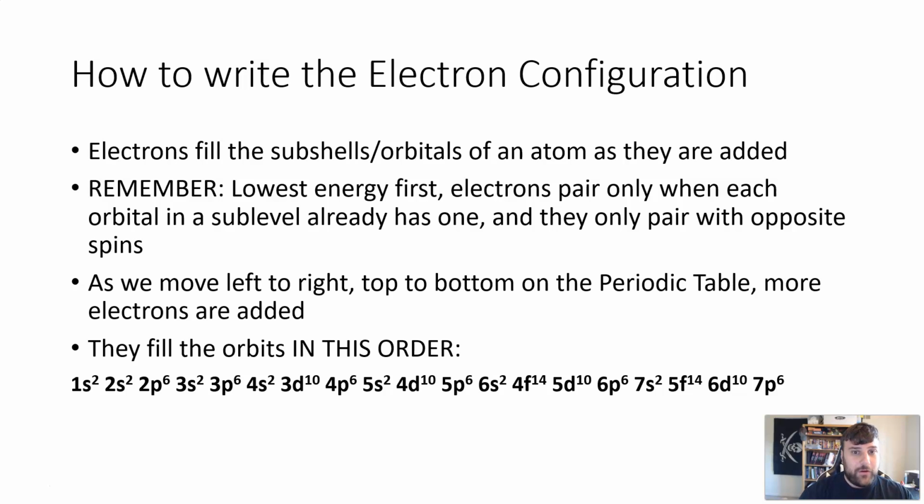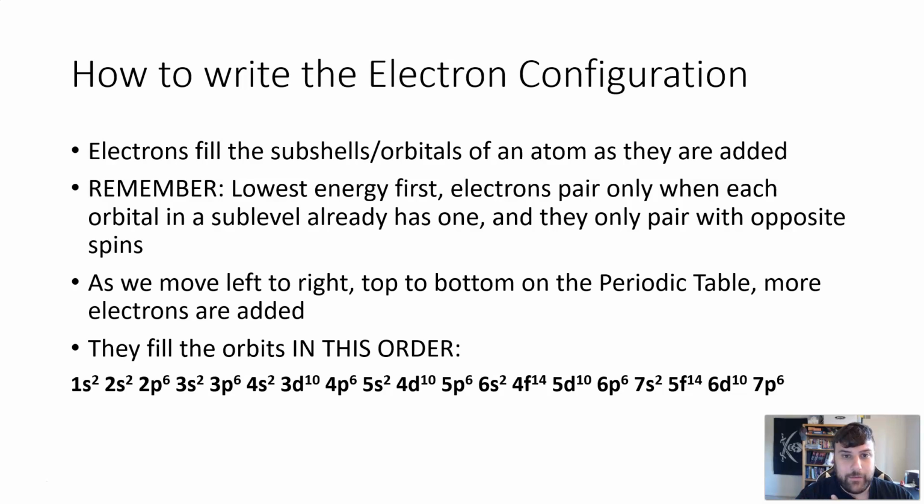So, the electron configuration I'm giving you right now is for element number 118. This is the biggest element that we've discovered. It is a synthetic element, highly radioactive, doesn't really exist very long. But this is the electron configuration that it has.